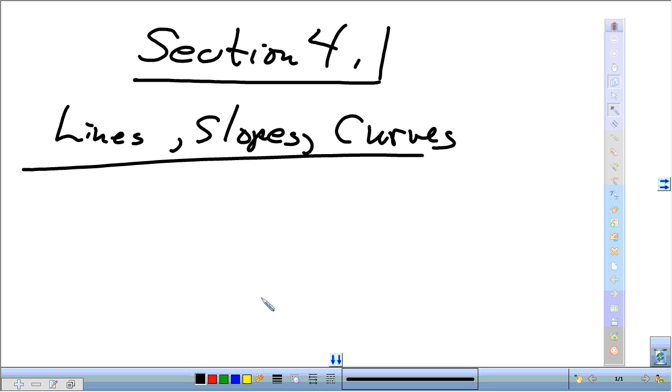We're now going to start into Chapter 4 on derivatives. Starting with looking at lines, which we've investigated with their slopes, and then try to look at that for general curves.